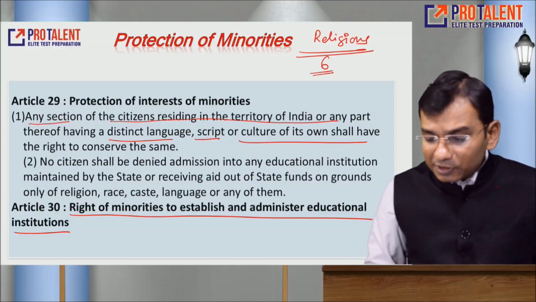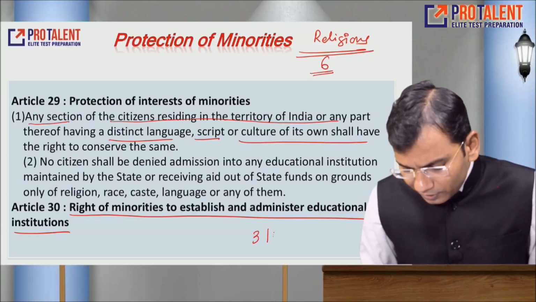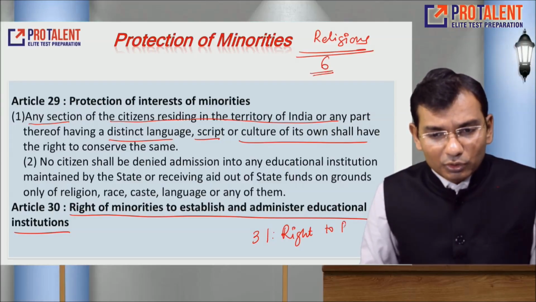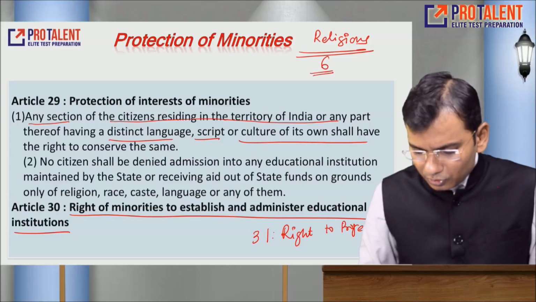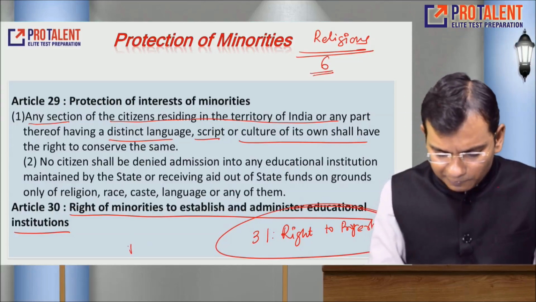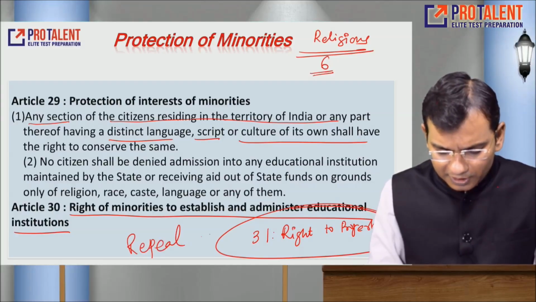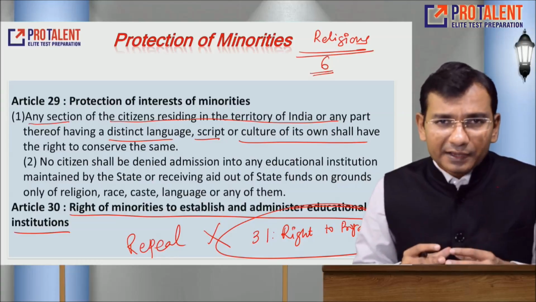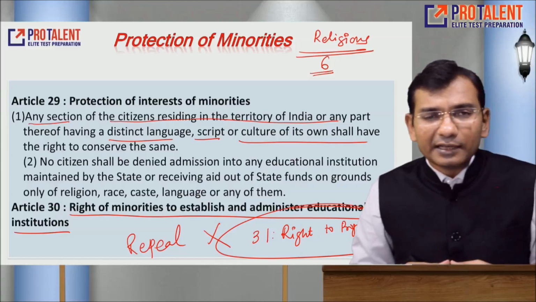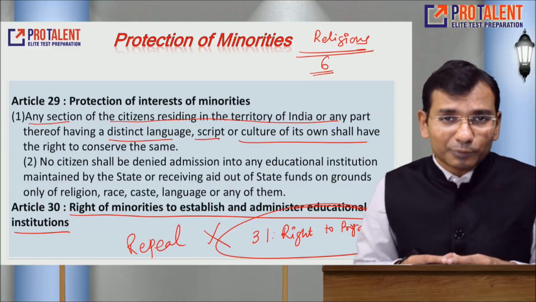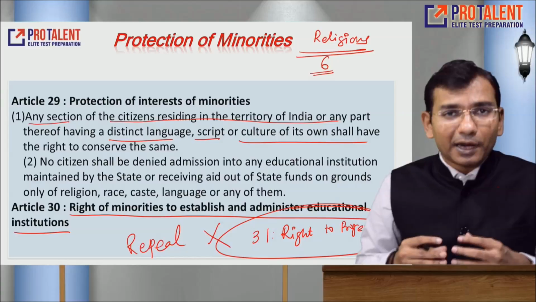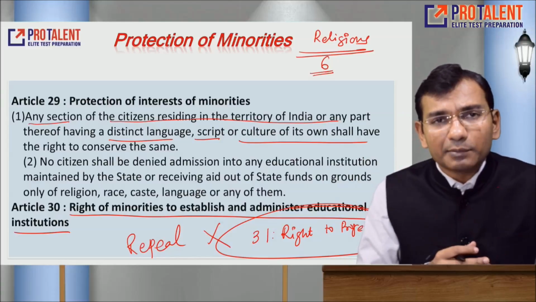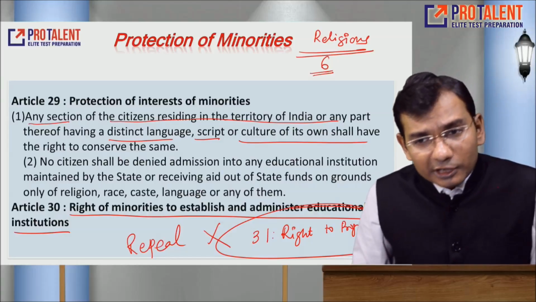Then we have article number 31. Article number 31 was right to property. ये था right to property करके जो ये right था जिसको हमने repeal कर दिया है. It has been repealed, it has been removed. So हम किसी को property का अधिकार वैसे as a state cannot provide. It should be part of legal right. It cannot be a fundamental right, और इसकी वजह से हमने इसको repeal कर दिया.